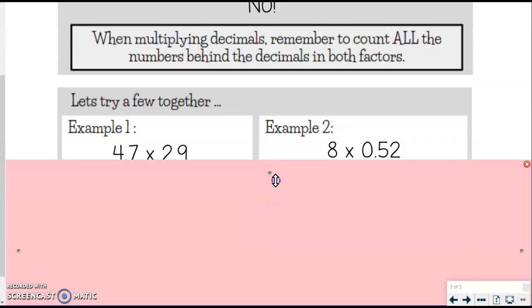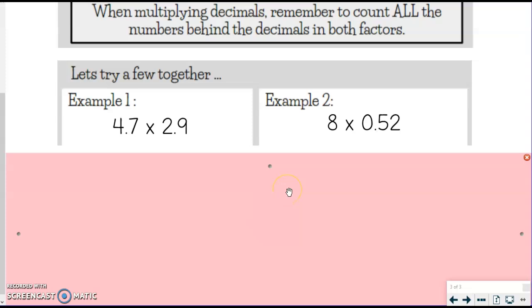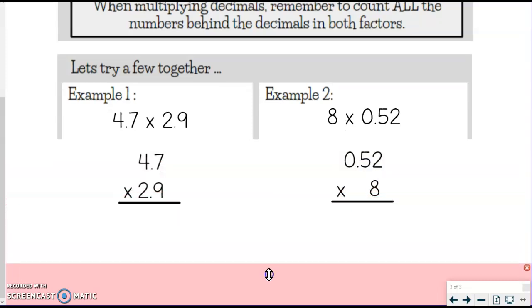Okay? So the first one, you can go ahead and write these examples for example 1 and example 2. We're going to focus on example 1. It is 4.7 times 2.9. So we're going to set that up. And again, I'm focusing on traditional this time. Okay, and if you want to set up the next problem too, you can, or you can wait until we get to it, but we're focusing on example 1 over here on the left.